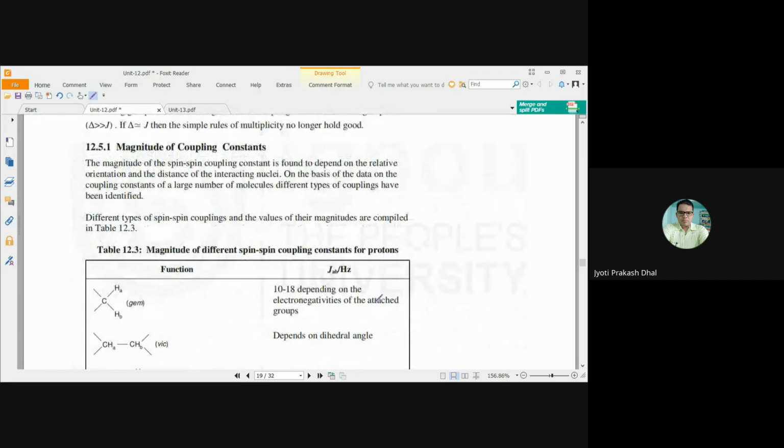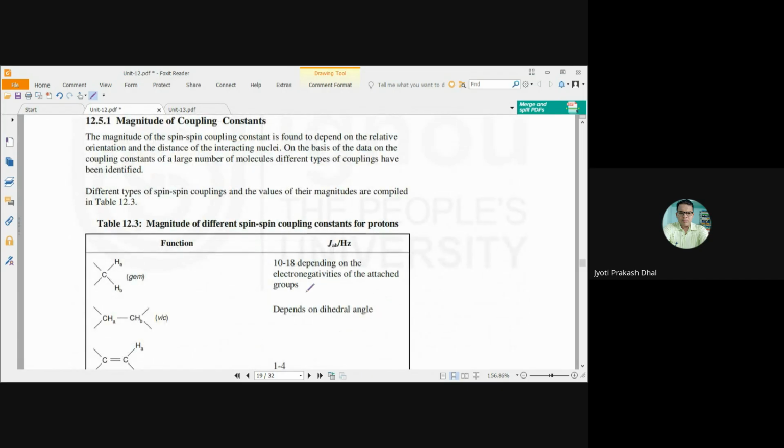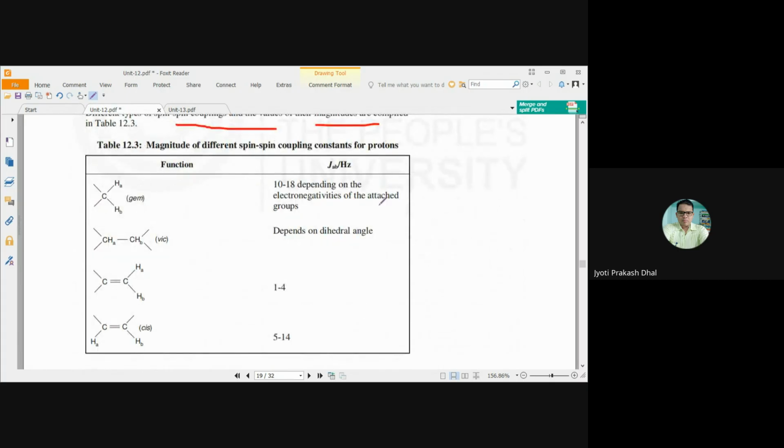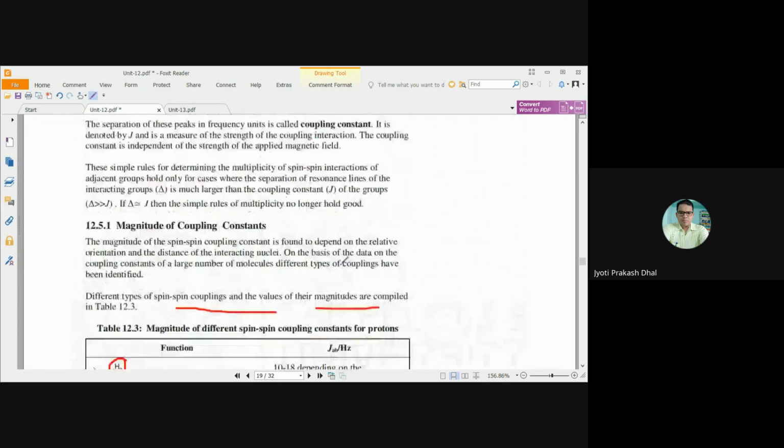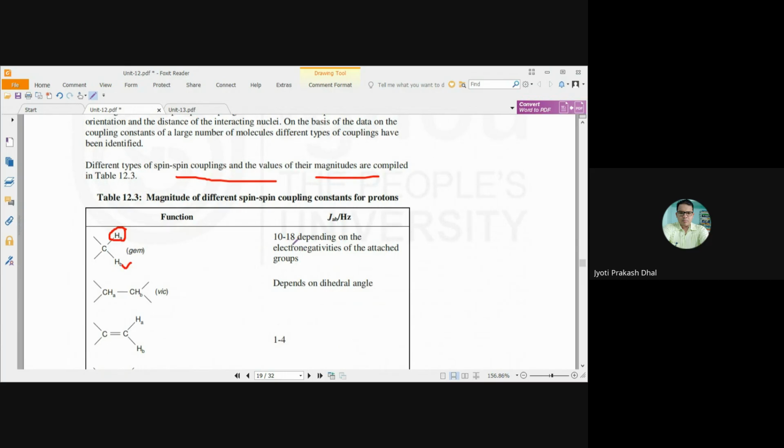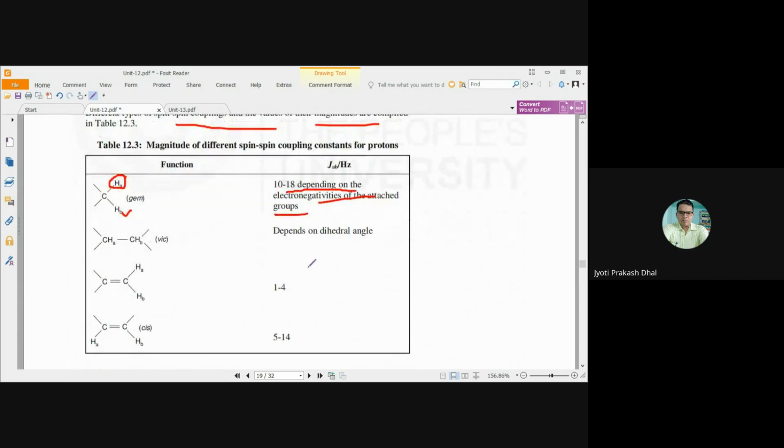Now coming to the magnitude of the coupling constant. There are different types of spin-spin couplings and their corresponding magnitudes. So this is geminal coupling. That means splitting of the NMR signal of this hydrogen atom due to this one. The value of the coupling constant J is around 10 to 18 depending upon the electronegativity of the attached group.